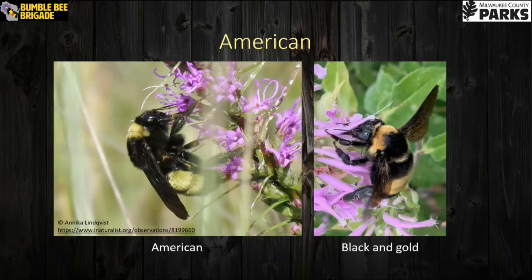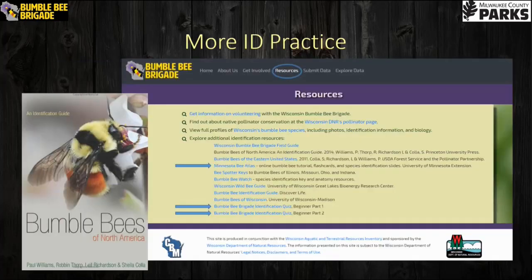The American bumblebee can be confused with the black and gold bumblebee, so look for the black vertex on the American to distinguish these species. If you want more ID practice, there are a number of places you can go to. The B3 website is hands down the first place you should check out. Simply click on the Resources tab at the top of their website for a wealth of information.